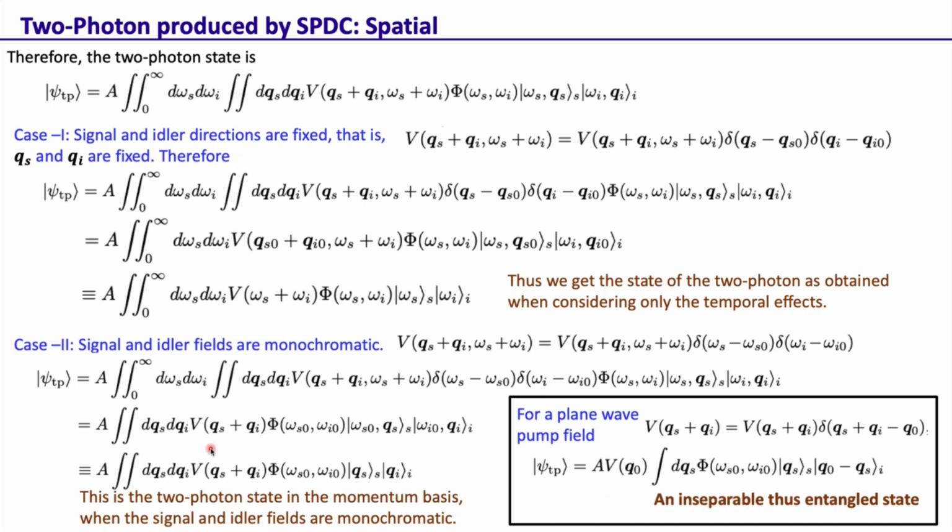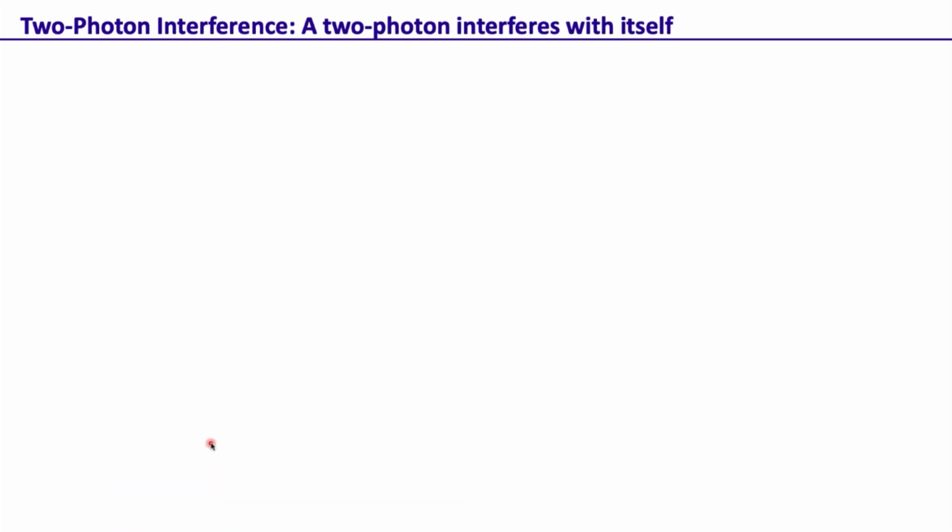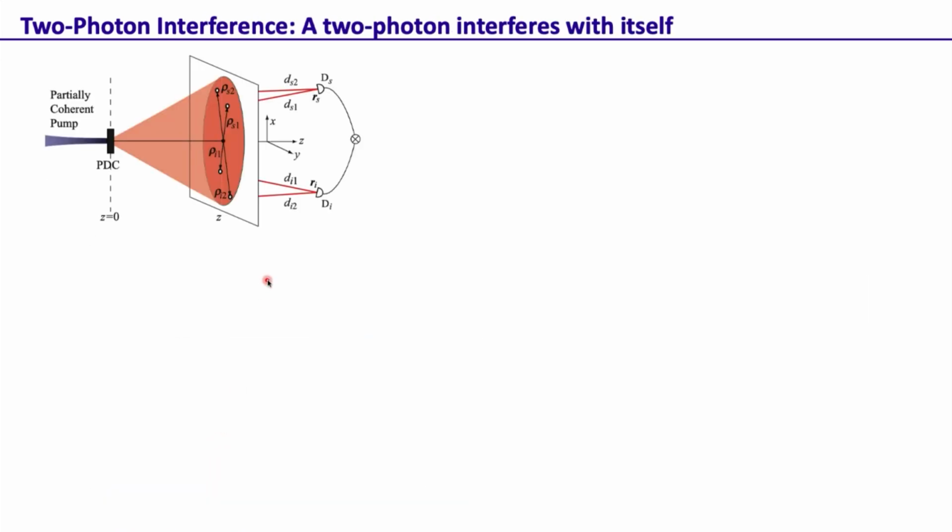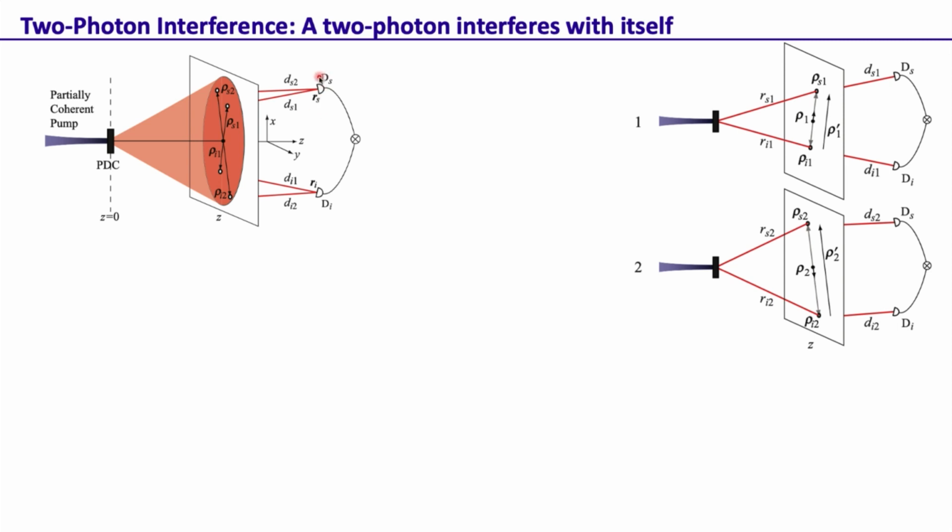Okay, so now that we have derived the two-photon state, let's look at the two-photon interference effect that one can see with these kinds of states. So here is a generic two-photon interference setup. Here we have a partially coherent pump, so it need not be a fully coherent pump. It's a partially coherent pump producing down conversion, so signal and idler fields get produced. These fields then go through this screen which has 4 apertures, 4 holes, and the experiment is arranged in such a way that the photons can go to these detectors in 2 different alternative ways.